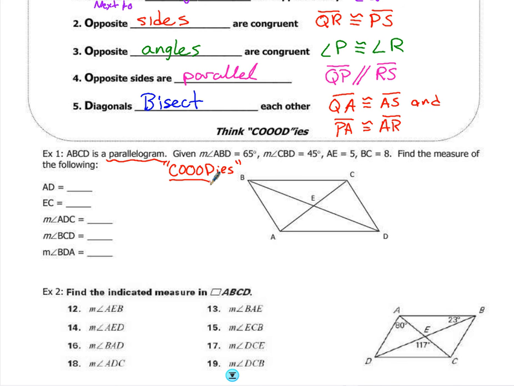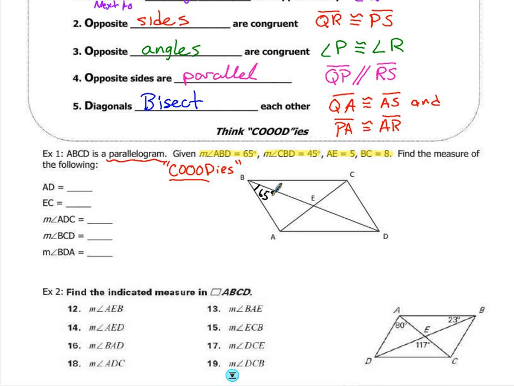So let's go ahead and first label the information that they give me. With my highlighting tool, or maybe with a pencil, I'm going to underline the fact that the measure of angle ABD is 65 degrees, the measure of angle CBD is 45 degrees, the length of AE is 5, the length of BC is 8. Using that information, let's find the measure of the following segments or angles. So the first thing I'm going to do is label my information that they gave me. They told me that angle ABD is 65 degrees. So with my pen I'm going to trace ABD, DBA. That angle right here is 65 degrees.